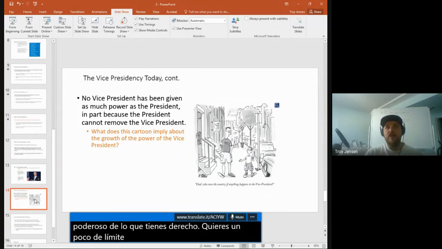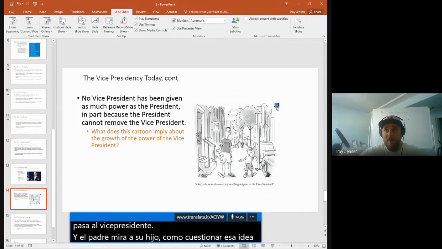So taking a look at this cartoon, what does the cartoon imply about the growth of the president? I'll read the little text below because you guys probably can't see that. Dad, who runs the country if anything happens to the vice president? And the dad kind of looks at his son, questioning that idea. Let me see if I can pull it up a little bit larger.